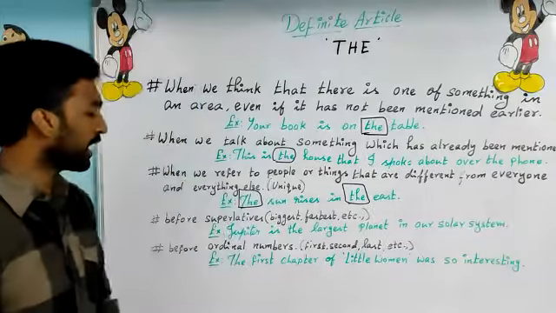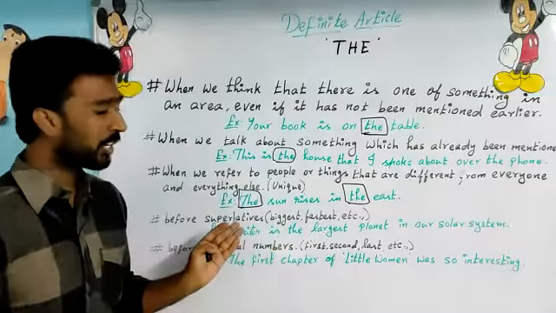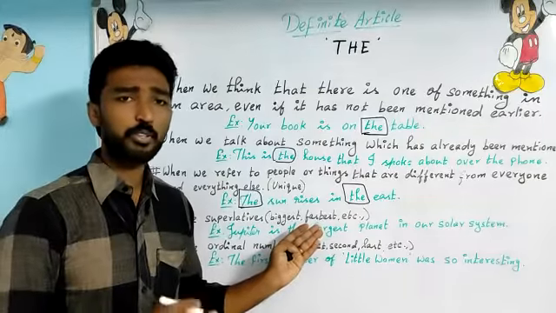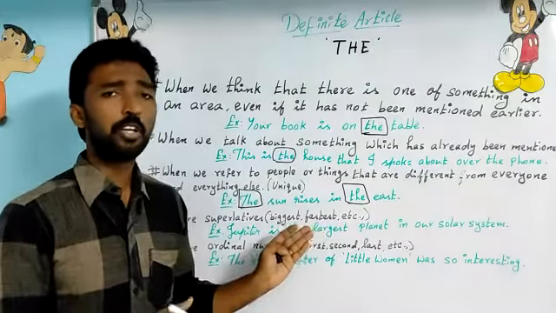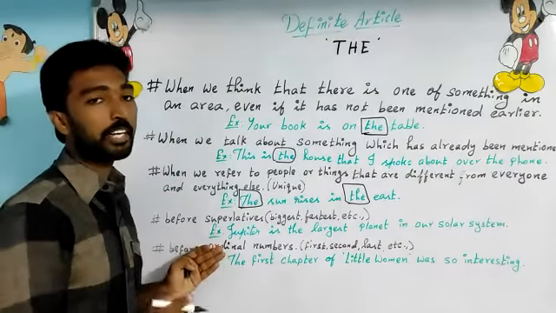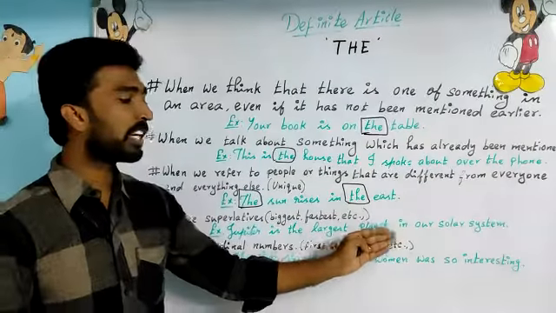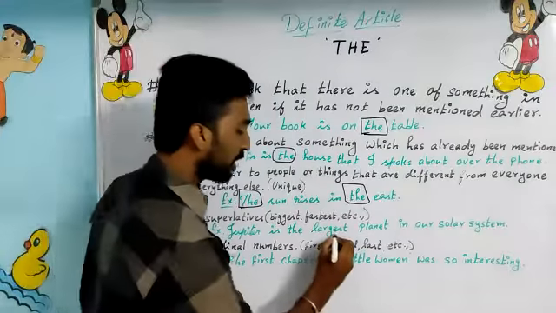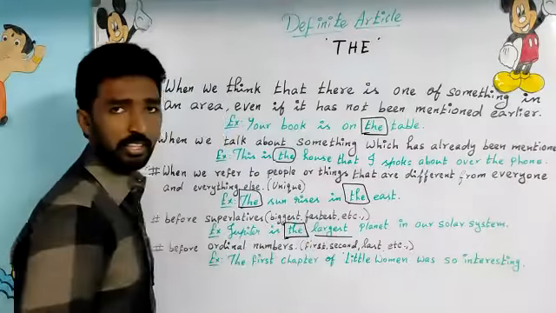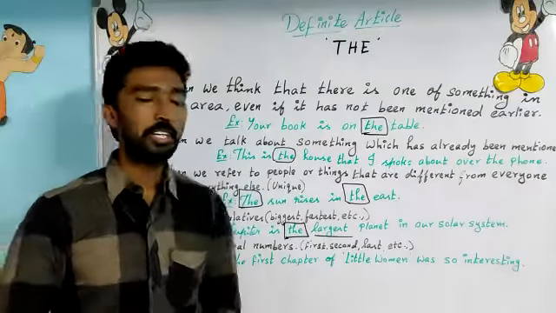And the fourth rule given here is before superlatives. Superlatives, I hope you know the basics of it, are the EST form of words: biggest, fastest, and sometimes we use most before that word: most beautiful, most enthusiastic. Before those words we have to use the definite article the. Example: Jupiter is the largest planet in our solar system. Largest is a superlative, so we have used the definite article the. The rule is clear.